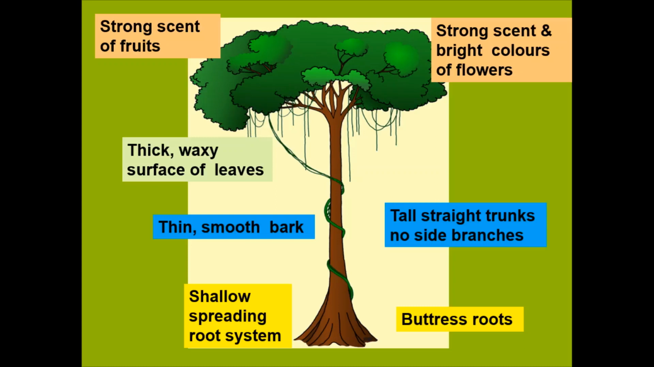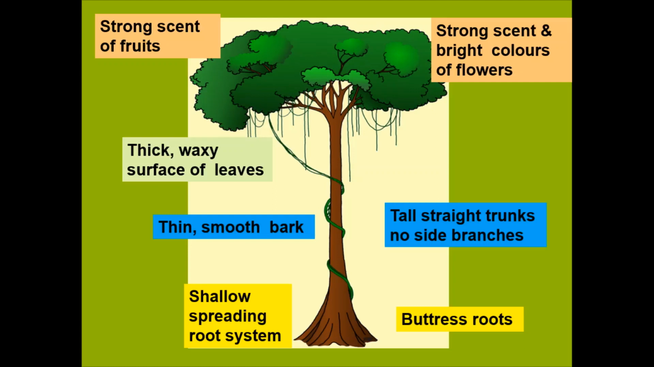The shallow spreading root is because again a lot of the nutrients are found close to the forest floor, so the roots don't have to go deep into the ground. And then thin smooth bark, because of the temperature, it doesn't need to protect the tree from cold.